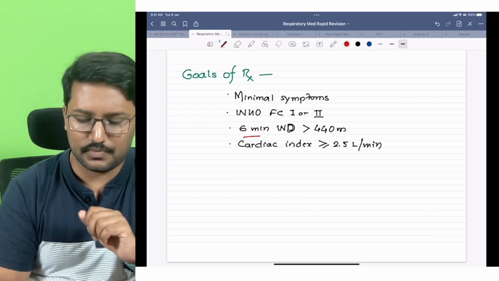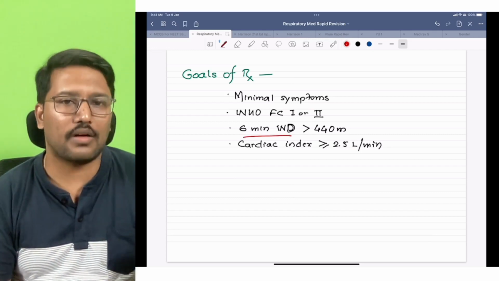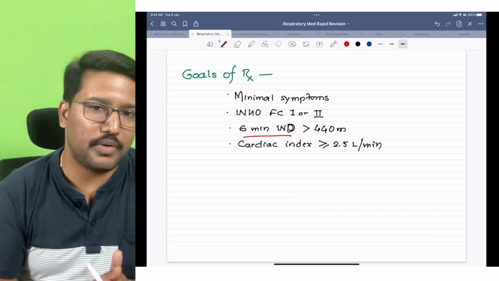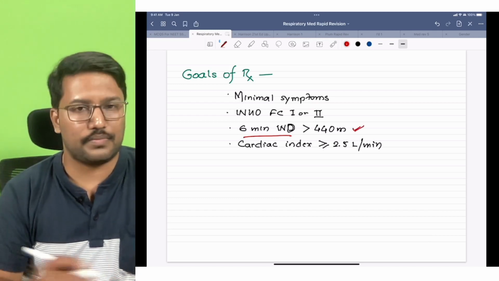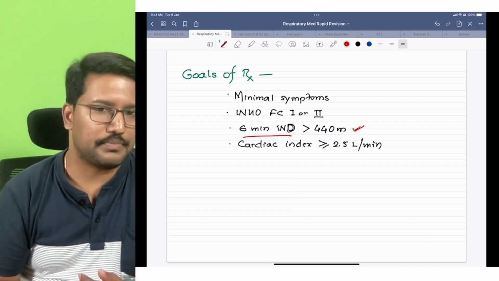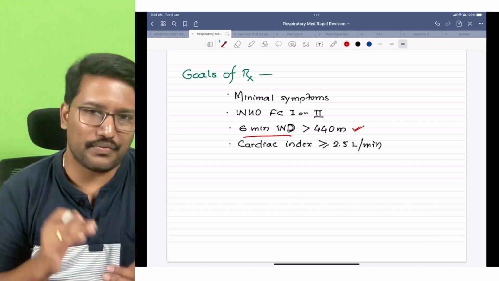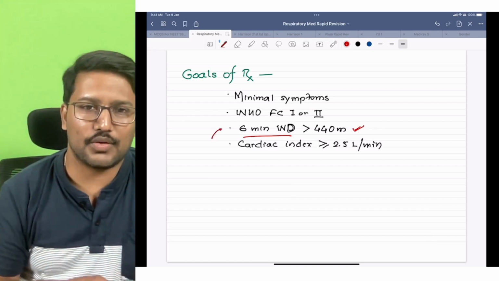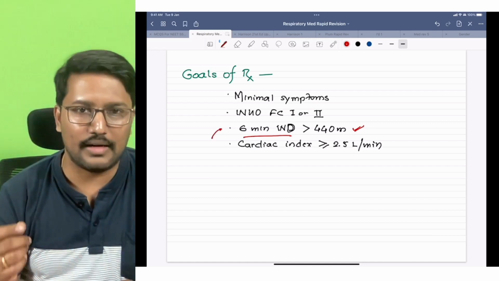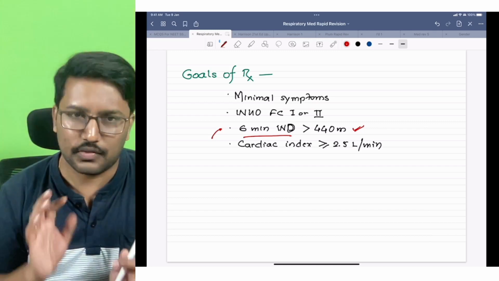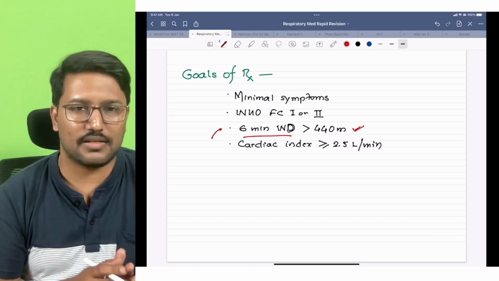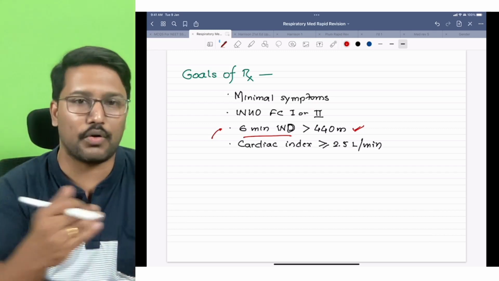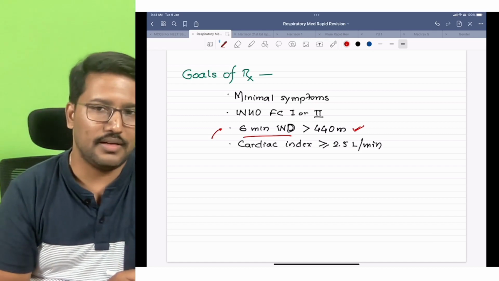6-minute walk distance. The patient should be made to walk comfortably, and in 6 minutes he should be able to complete 440 meters. That's our goal, right? So close to half a kilometer he should be able to walk within 6 minutes. That's a tough goal, because lately I've started walking and I cannot really complete 1 kilometer in 12 minutes. So if you extrapolate it to 6 minutes, probably even I would struggle. But that's the goal that we want to achieve in patients with pulmonary arterial hypertension.